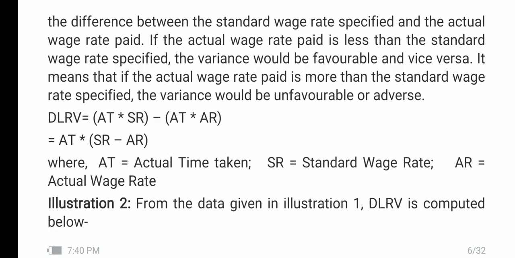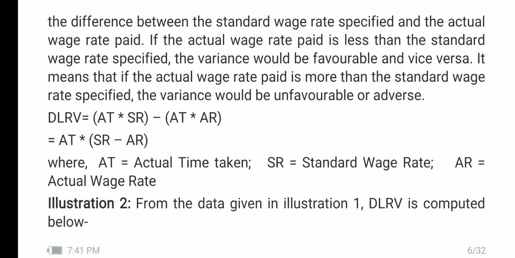For example, if the standard wage rate is rupees 2 and the actual wage paid is rupees 3, we are paying 1 rupee more. Naturally, it is against us. Therefore, it will give us the adverse variance. So, we can say that if the actual wage rate paid is more than the standard wage rate specified, the variance would be unfavorable or adverse.